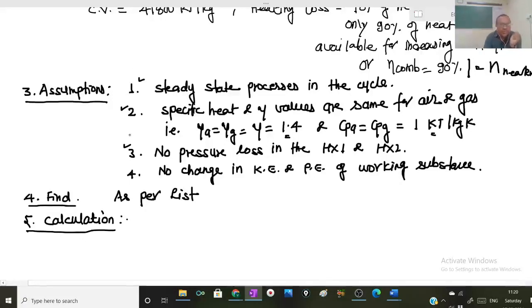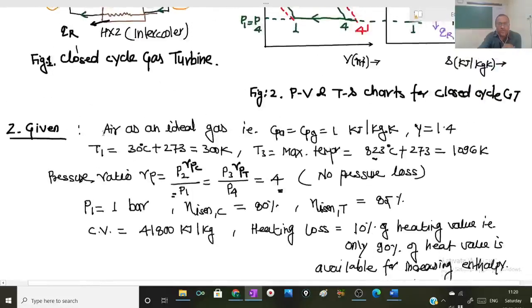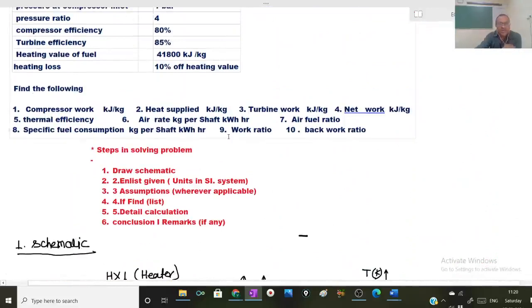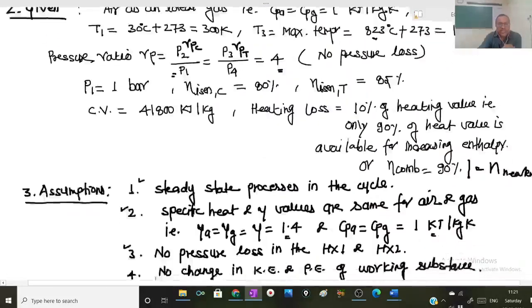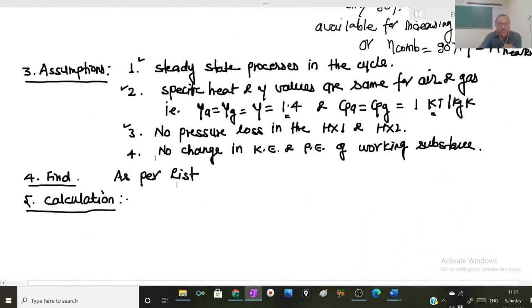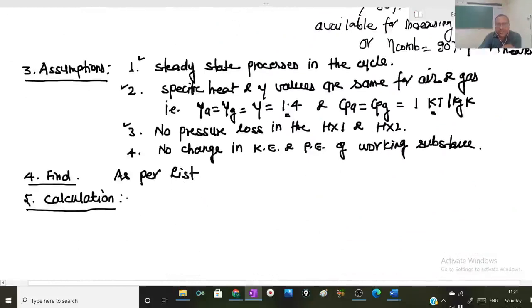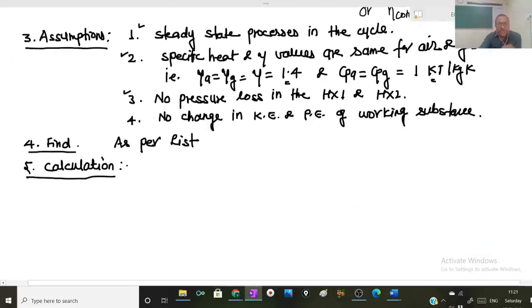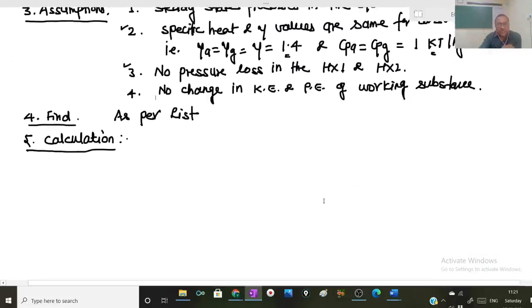Then step number 4, enlist what is to be found out. So we have a long list of parameters to be calculated, as you can see in the problem. Total 10 values to be calculated. So instead of enlisting them individually, I can say here, as per list I will be calculating. Then calculations. So here I will be doing detailed calculation.